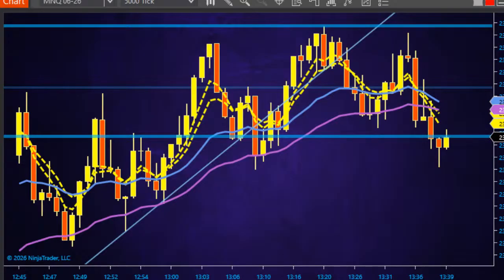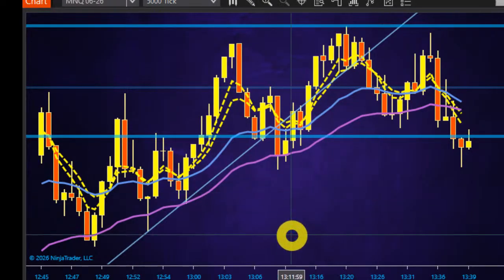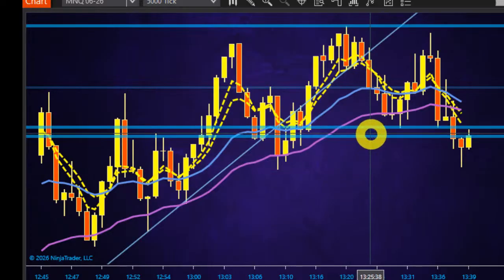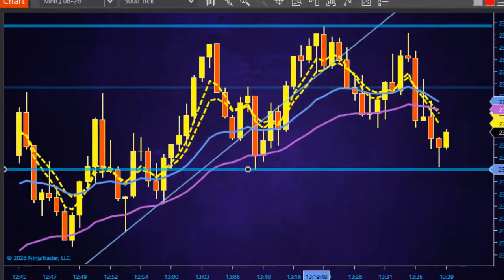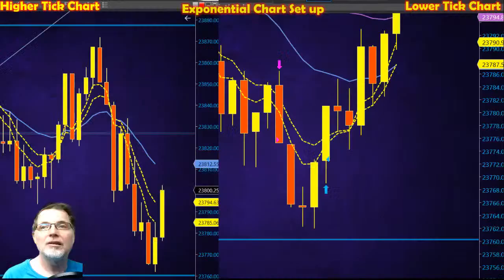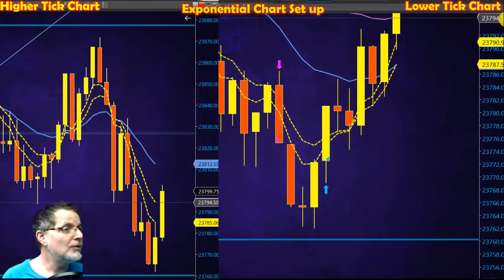15-minute is still bullish. 15-minute is bullish. Okay, that's the 5 minute. But that's the 5 minutes. So back over here.